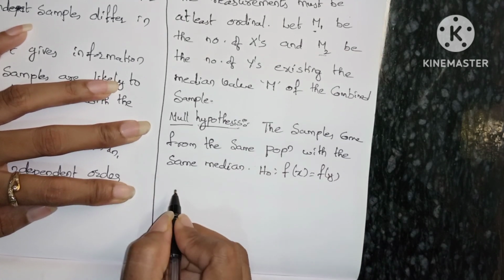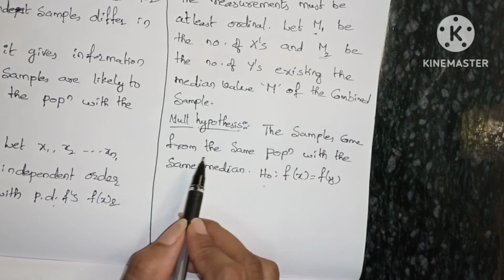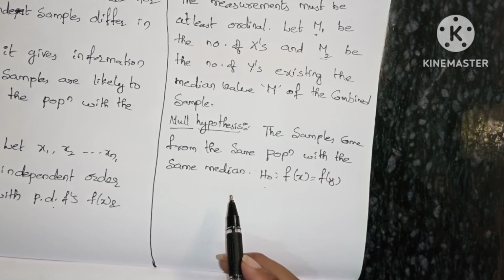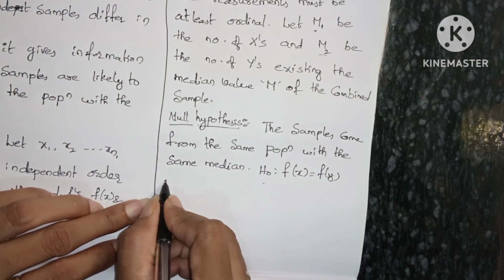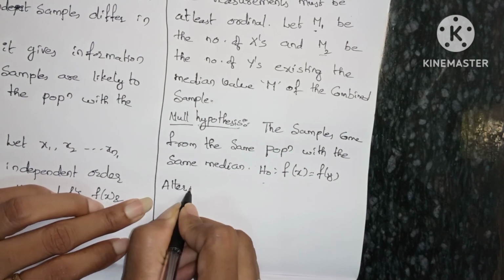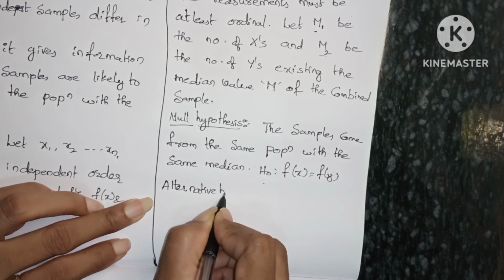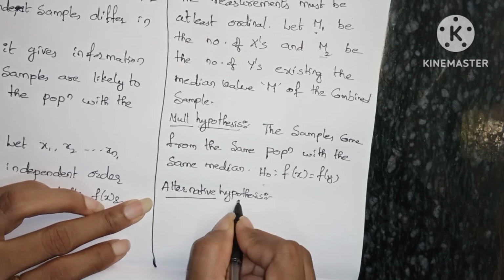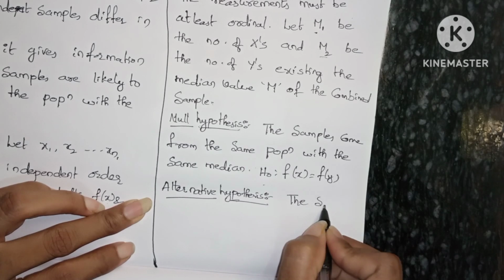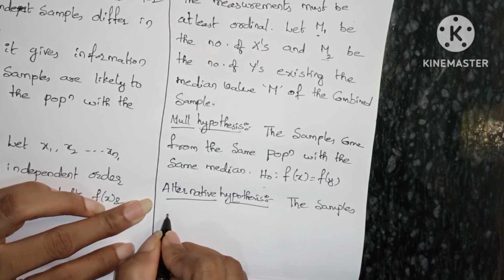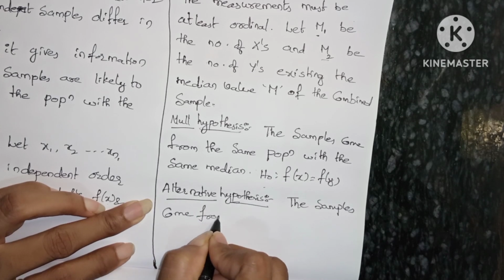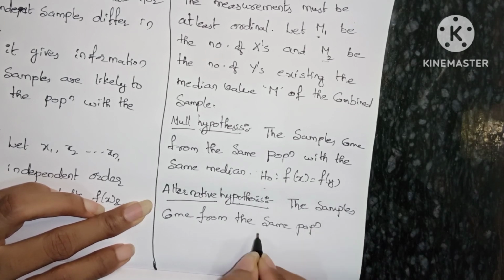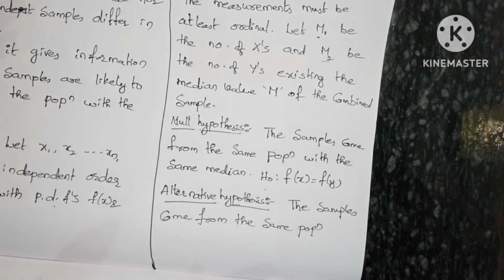And what is the alternative hypothesis? The alternative hypothesis is that the samples come from the same population but they won't have the same median. That is the alternative hypothesis. The samples come from the same population, or else you can take the samples from different populations also.